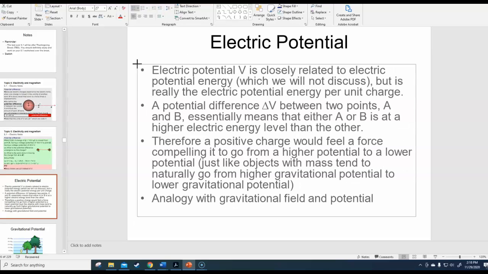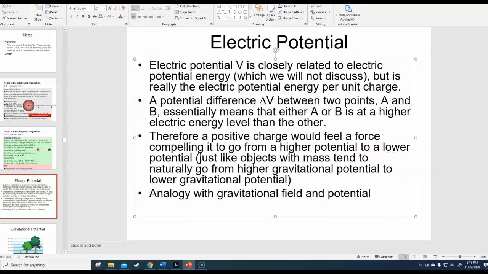Okay, so the electric potential, which I'll now talk about, is closely related to electric potential energy, which we're not going to talk about electric potential energy explicitly in this unit. It's taught in AP physics, but not really in IB physics for some reason. But you can think of electric potential as the electric potential energy per unit charge. Okay, in other words, it's related to electric potential energy, but you divide out the charge. Okay, a potential difference delta V between 2 points A and B essentially means that either A or B is at a higher electric energy level than the other.